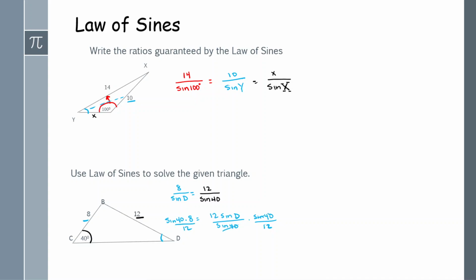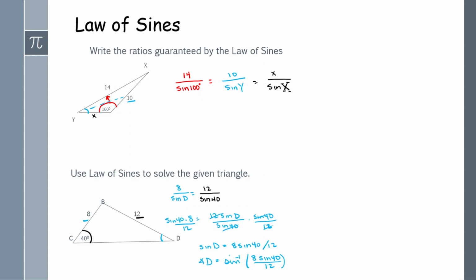And what that leaves me with is the sine of D equals 8 times the sine of 40 divided by 12. Now I need to figure out angle D. So how we do that is we do the inverse of the sine function. So angle D is going to equal the inverse sine of 8 sine of 40 divided by 12. Okay, and then we can go to our calculator.